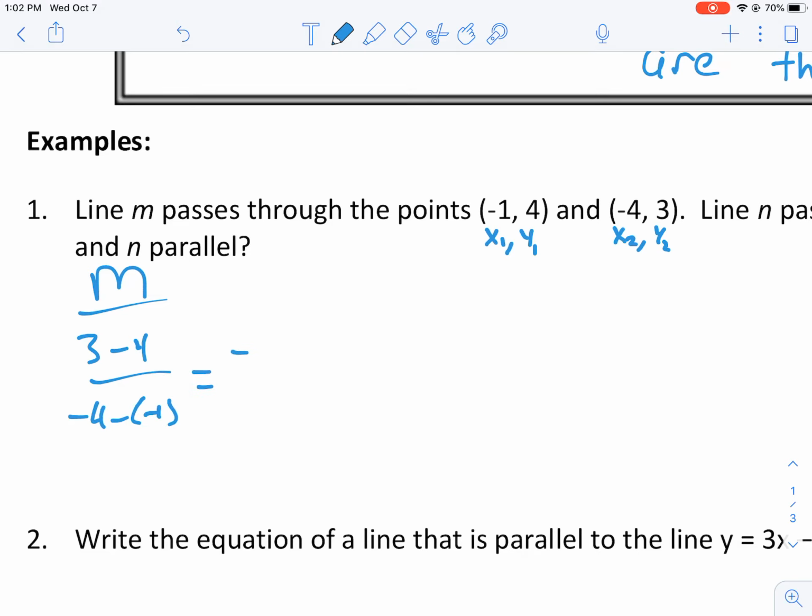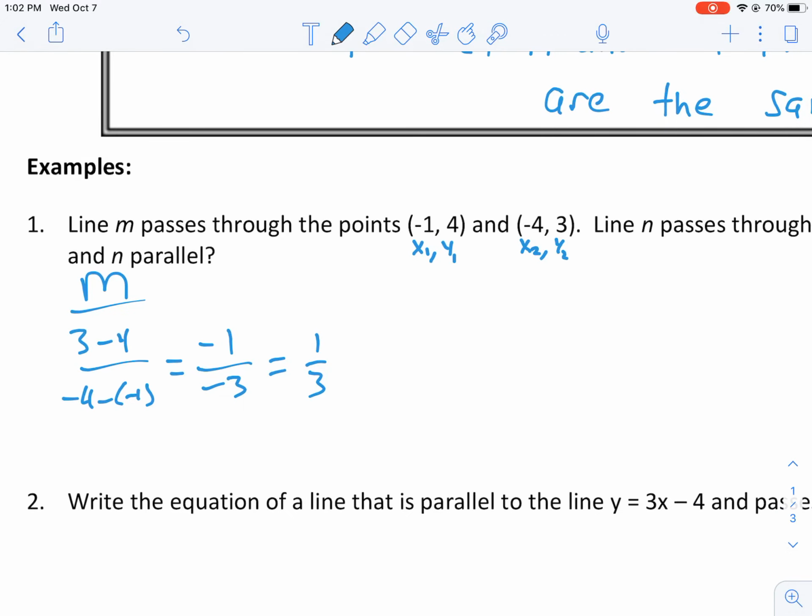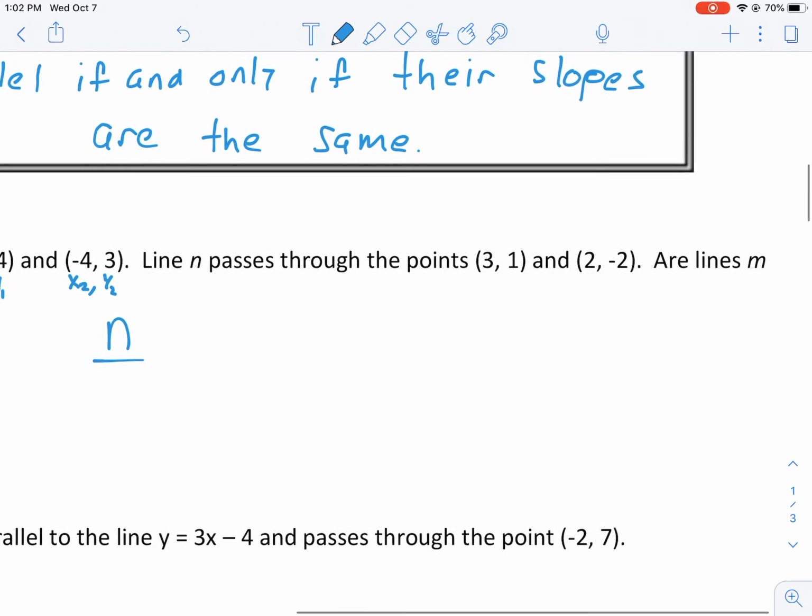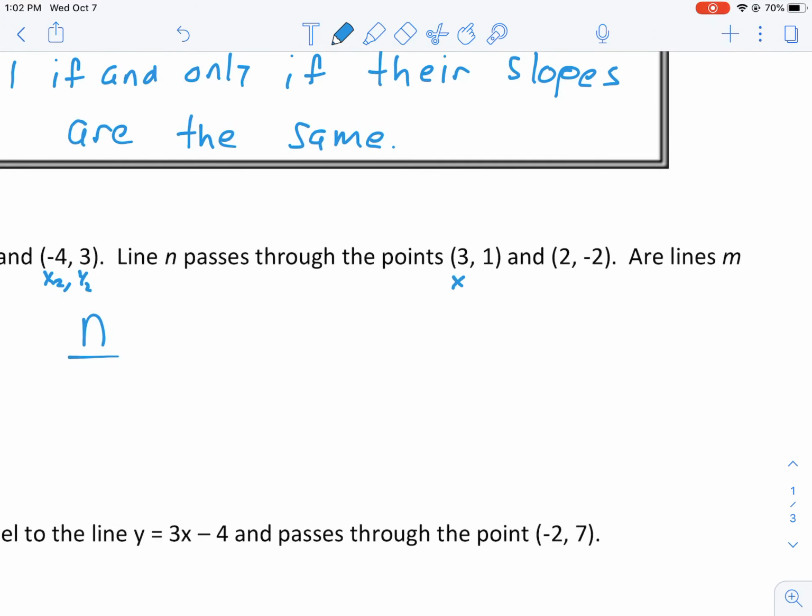So 3 minus 4, that's -1. -4 minus -1 ends up being -4 plus 1, right? That's -3, so this equals 1/3, all right? So line M has a slope of 1/3. We're going to do the same thing with N. Again, we're going to label our points, X2, comma, Y2.